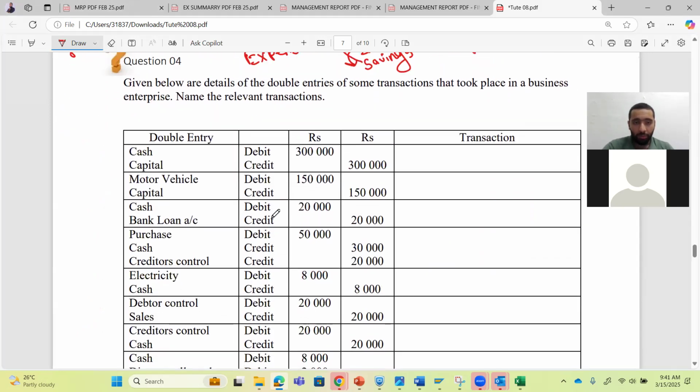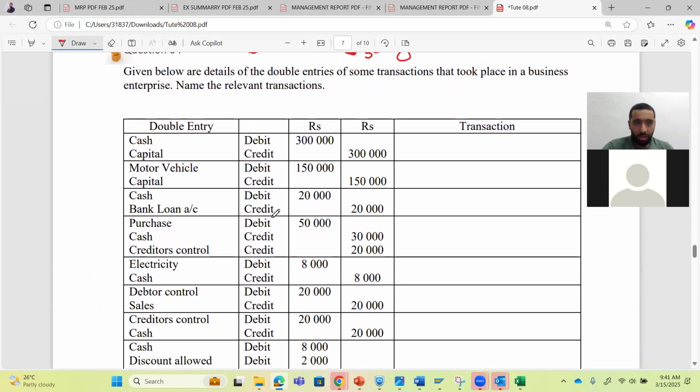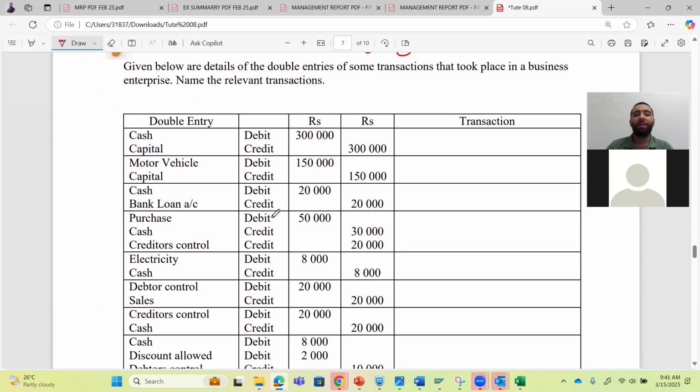Right. Okay. So question number 4. Right? Given below are the details of double entries of some transactions that took place in a business enterprise. Name the relevant transactions. Right. Okay. Then අපිට මේගොල්ලෝ මොනවද කියන්නේ? Yes. You have to write the transaction. දැන් මේගොල්ලෝ මොනවද උත්තරේ දීලා තියෙනවා. ප්‍රශ්නේ අහනවා අපෙන්. Right? So many times this has happened in your advanced level accounting syllabus where the examiner will give you the answer. Now, and the examiner will be expecting the question from you.